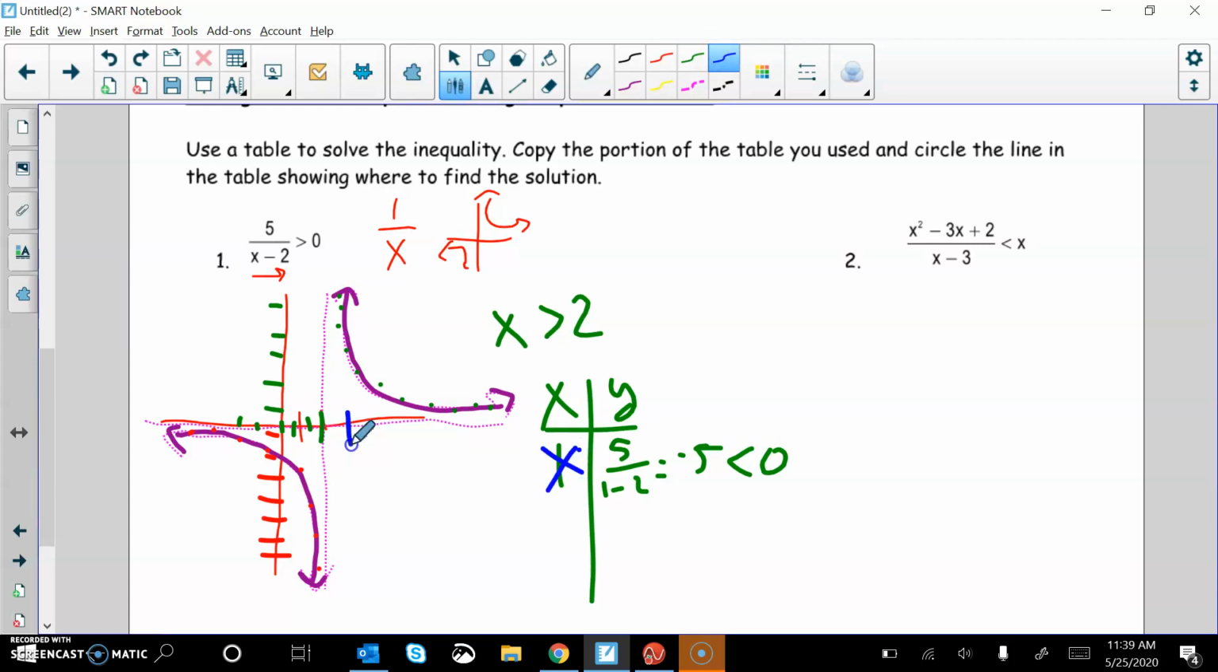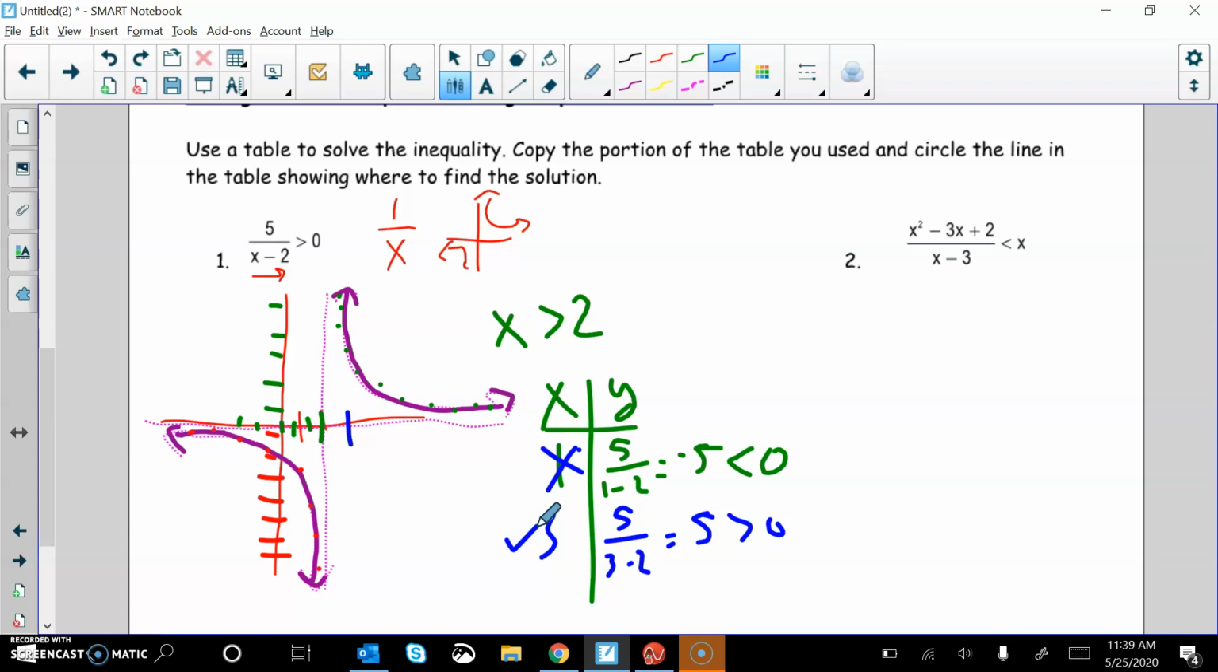If we plug in something on the other side of 2, let's plug in 3, for example. 5 over 3 minus 2 is equal to positive 5, which is indeed greater than 0. Okay, so 3 is part of the solution to this inequality. In general, what you do is you look for points of discontinuity. So think about your domain. What can I not plug in? Can I plug in 2? And you think about values where the function is equal to 0.